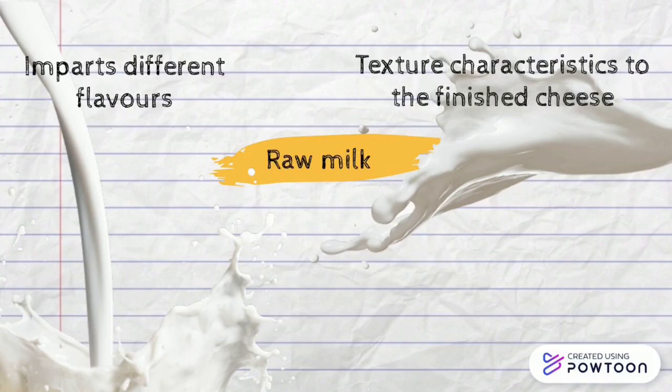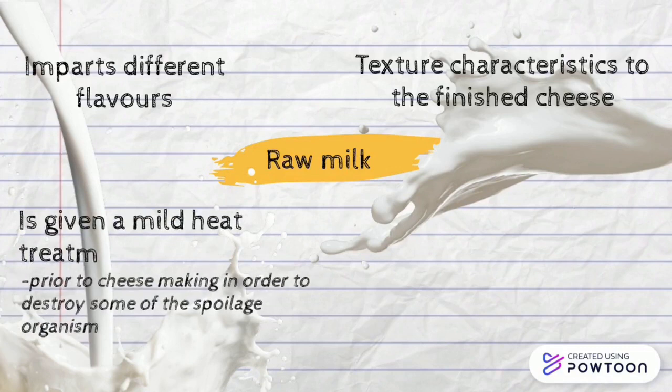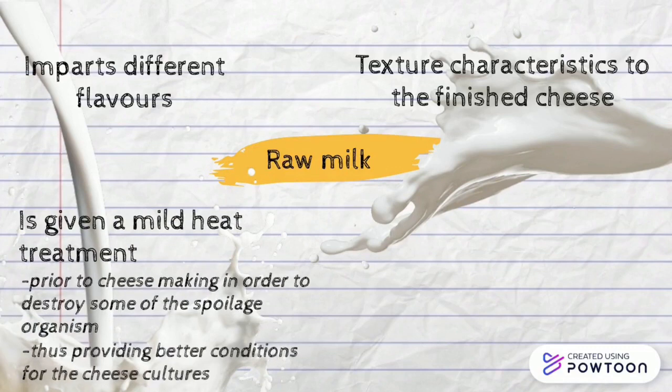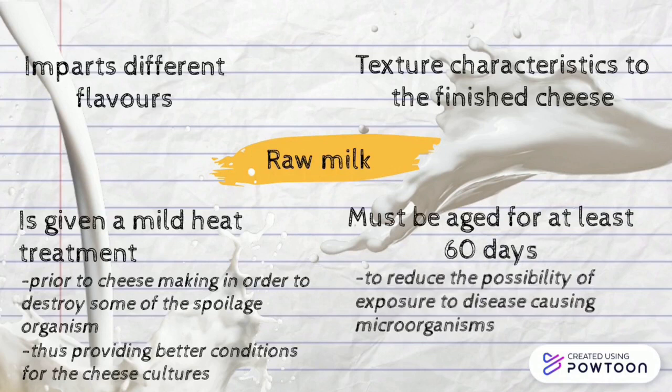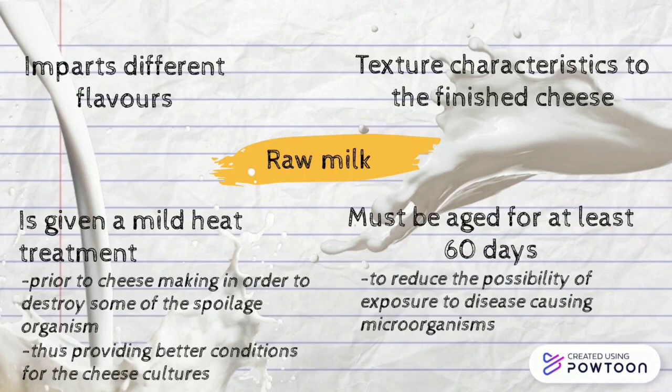For some cheese varieties, raw milk is given a mild heat treatment prior to cheese making to destroy some of the spoilage organisms and provide better conditions for the cheese cultures. Cheese made from raw milk must be aged for at least 60 days. This is to reduce the possibility of exposure to disease-causing microorganisms that may be present in the milk.